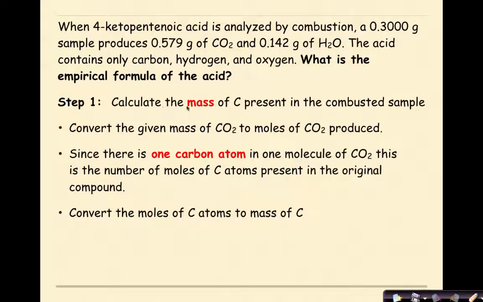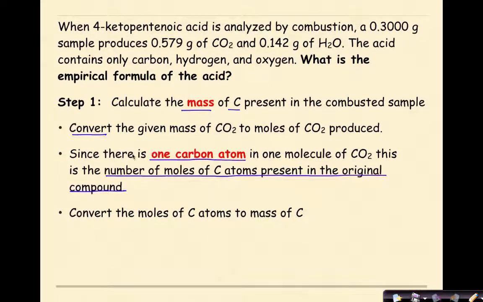Step 1. Calculate the mass of carbon present in the combusted sample. So I'm going to mention these bullets and then I'm going to walk you through it. Convert the given mass of carbon dioxide to moles of carbon dioxide produced. Since there is one carbon atom in one molecule of carbon dioxide, this is the number of moles of carbon atoms present in the original compound. Convert the moles of carbon atoms to mass of carbon.